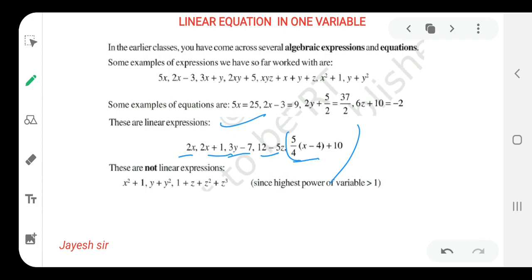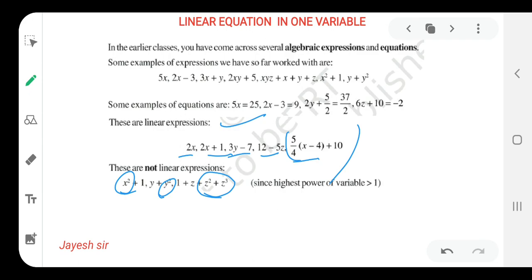Now, what are not linear expressions? We have studied linear equation. Here the power of the variable is 2, that means it is not linear. Here the power of the variable is 2, then also it is not linear. Here the powers of the variables are 2 and 3, that means they are not linear variables, and they cannot form a linear equation. I hope you all have understood it properly.